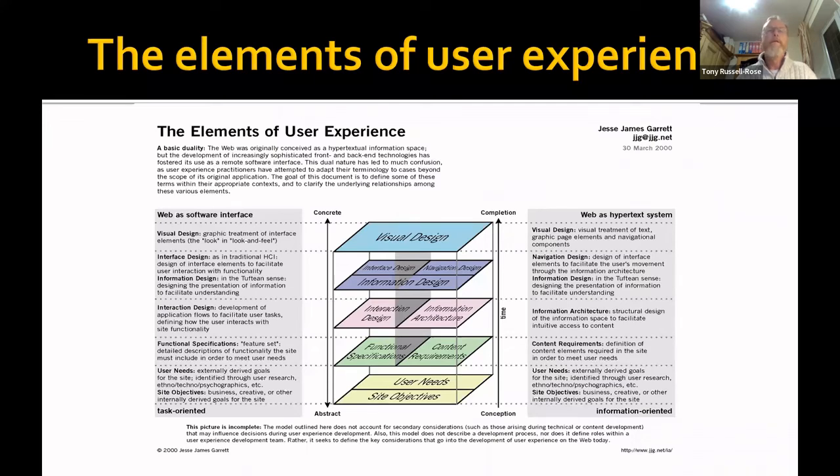I think there are other platforms as well to which this applies, where you've got the web as a software interface on the left, where we're talking about interaction design and functional specs, and the web as a hypertext system on the right, where we're thinking about information architecture and content requirements. But all of these things fit together to create this multi-layered understanding of user experience. And again, as I said on the previous slide, there are often different skills and different competencies associated with each of these levels and the two halves of the diagram.